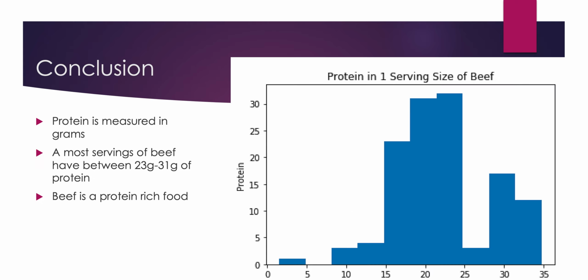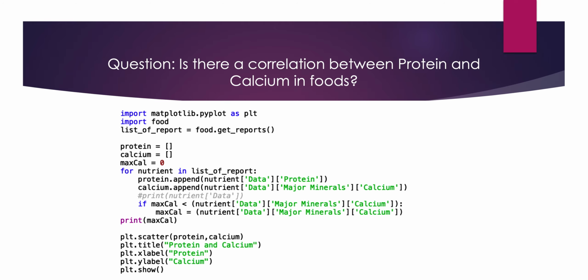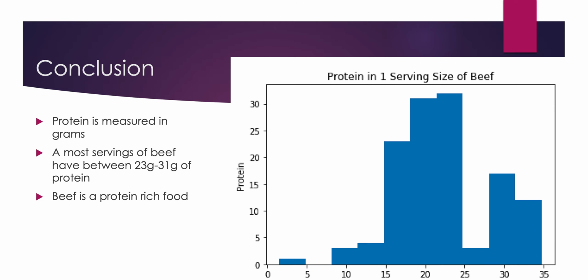Using this, we plot a histogram to determine how much protein is in each amount of beef. The protein is measured in grams, and we can see from this visualization that most servings of beef have between 23 grams and 31 grams of protein. A further conclusion is to deduce that beef is a protein-rich food.